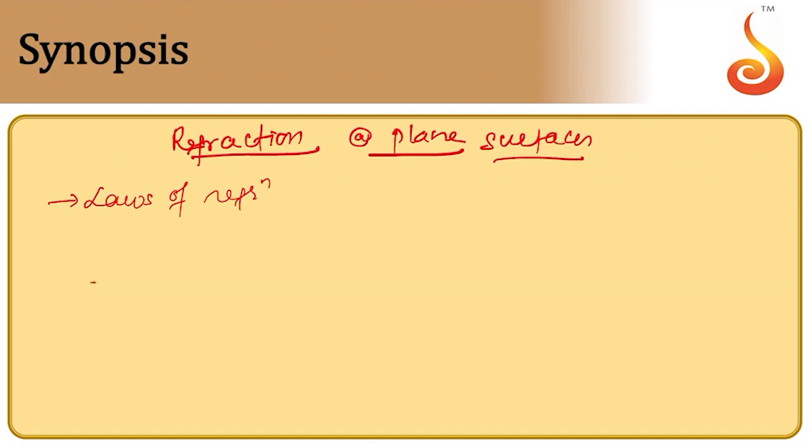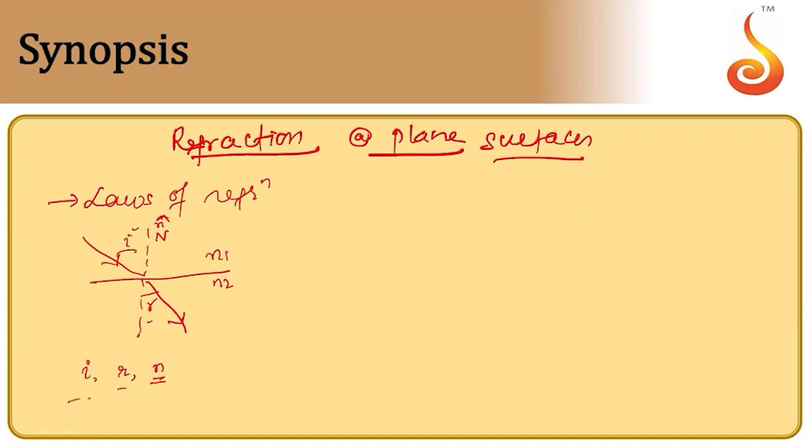Again, if I consider an interface on which light is incident, this is the normal, and the ray of light gets refracted inside the medium, i being the angle of incidence and r being the angle of refraction, n1 and n2 being the respective refractive indices, and n cap is the unit vector along the normal. Then first of all, the incident ray, the refracted ray and the normal all lie in the same plane.